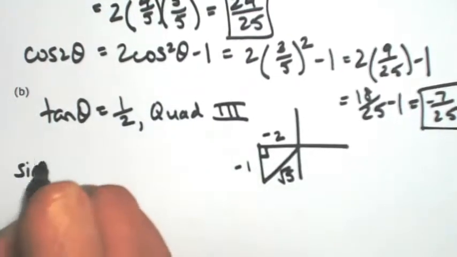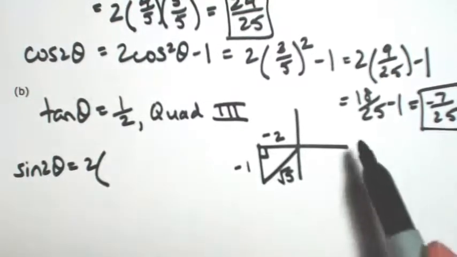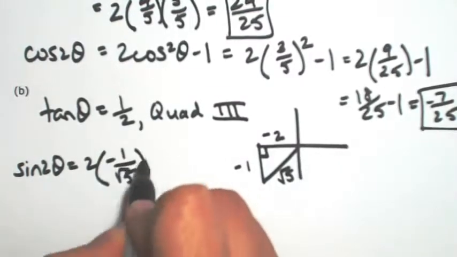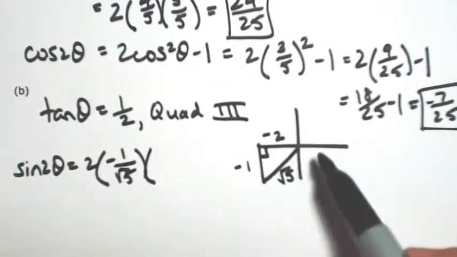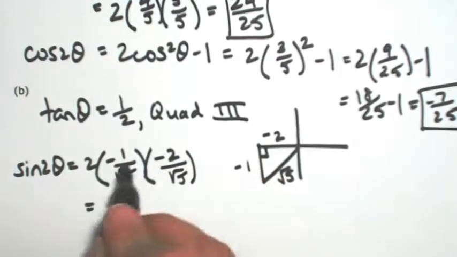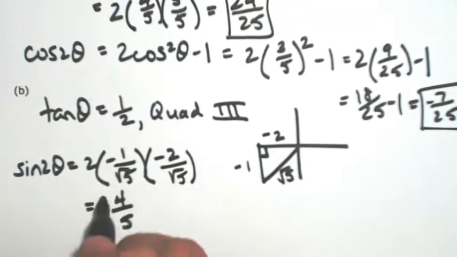Okay, so sine of 2 theta is 2 sine theta cosine theta. Sine theta is going to be negative 1 over the square root of 5. Cosine of theta is going to be negative 2 over the square root of 5. So the two negatives cancel, giving me a 4 over square root of 25, which is 5.